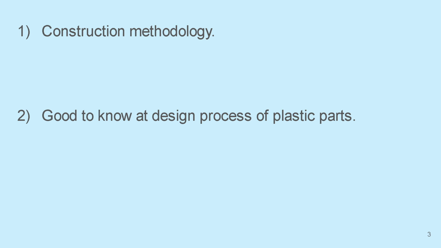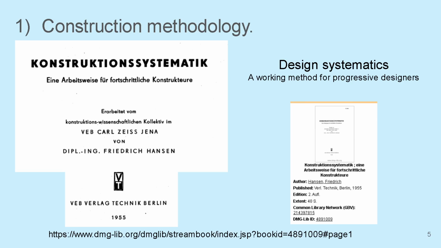I would like to speak about the topic in two parts. The first one applies to construction methodology. In the second, I will speak about important factors in plastic part design. The first part I have done based on the book Konstruktionssystematik, which can be translated as Design Systematics. The book was written in 1955, so a few years ago, but in my opinion it's still worth a lot, and a lot of statements from this book are still actual.